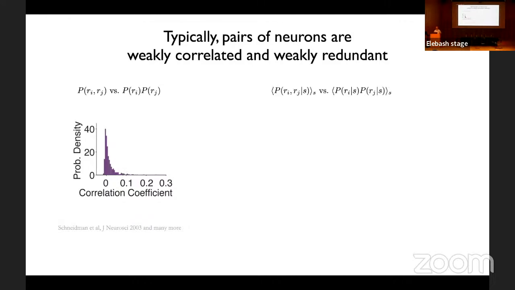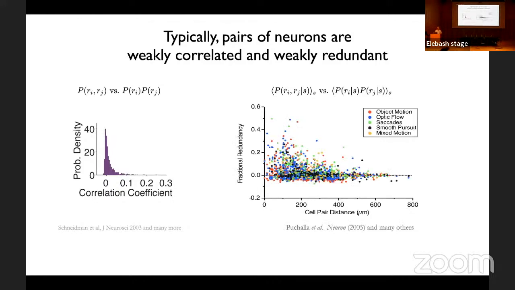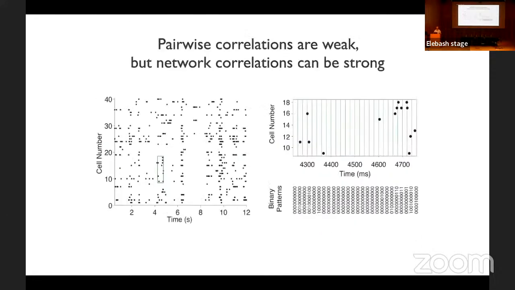And if you go and try and estimate how much information neurons carry, you look at pairs. This is again from Michael's lab. Every dot here is one pair of neurons. The color of the dot is the kind of movie that the retina was presented with. And you see the typical pairs are very weakly redundant in terms of the information they carry. And so these weak correlations were kind of puzzling for us.